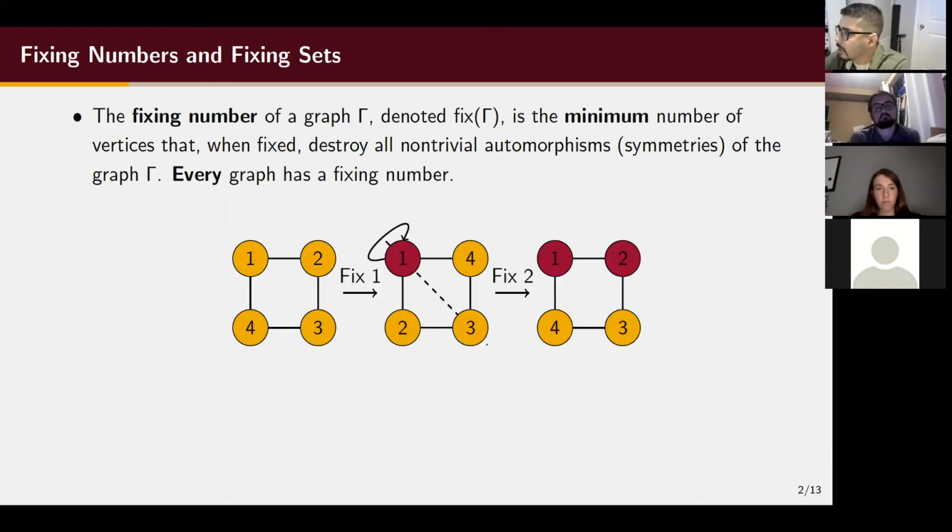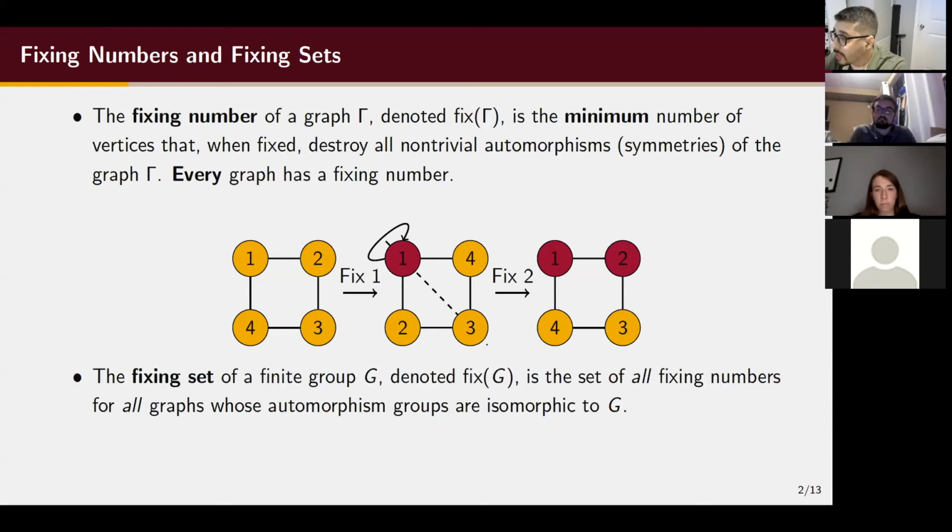So going back to our example we just showed on the previous slide, say we were to fix that vertex labeled 1. Well, we can see that that reflection across the diagonal that permutes 2 and 4 is still available. And so we need to fix both vertices 1 and 2.